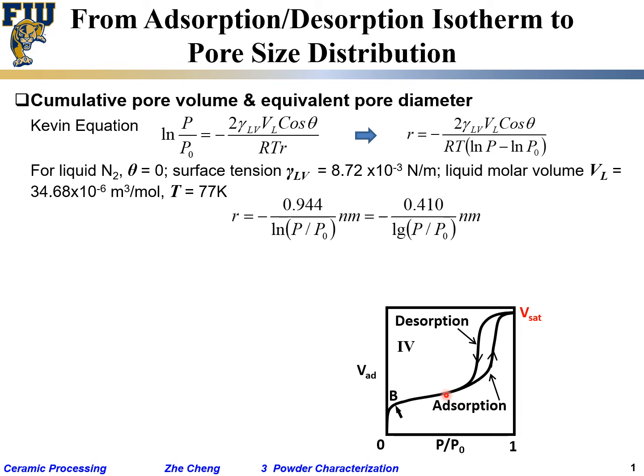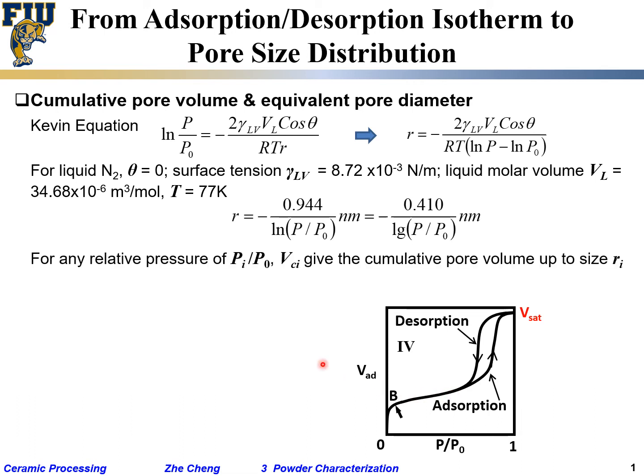Make sense? Initially, you have 0 gas to fill in the pores. When the pores are tiny, I don't need any gas. And when the pores are getting larger and larger, I need more and more gas to fill in the pore. So for any relative pressure Pi, which means a specific point on this curve, the VCi, C for cumulative pore volume, i corresponding to that point, gives the cumulative pore volume up to size Ri. Of course, R for radius, i for that specific point, Ri is obtained from here.